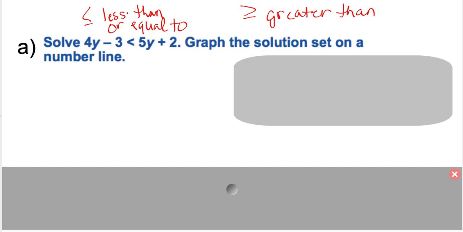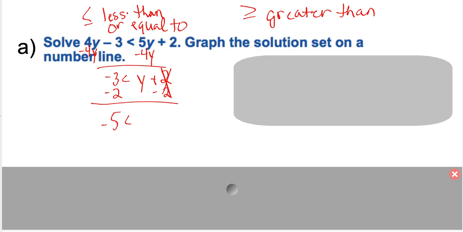But the steps to solving are the same, okay? You got to get a variable on one side and a number on the other side. So I think most of the people I've worked with like to keep the variables positive. So we'll move the 4y to the right. Okay, and then we'll move the constant to the left. And that'll get rid of those. All right, so step 1, step 2, we got negative 5 less than y.